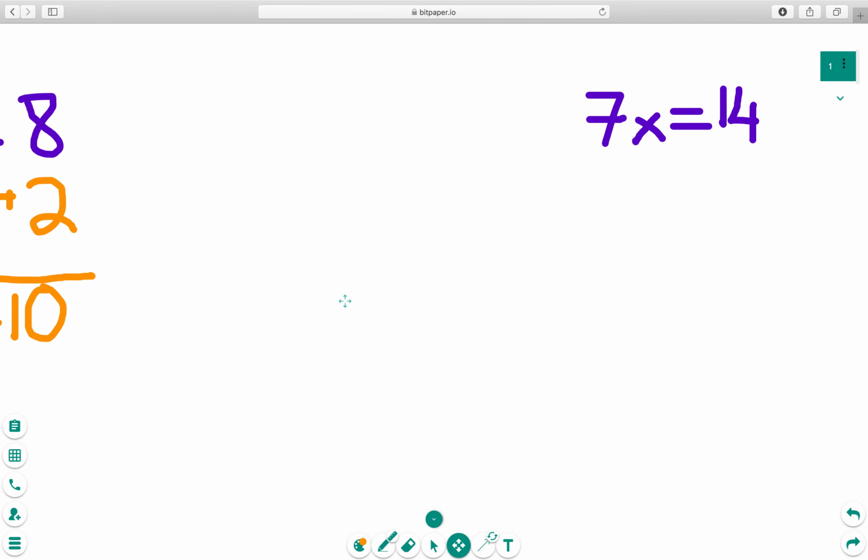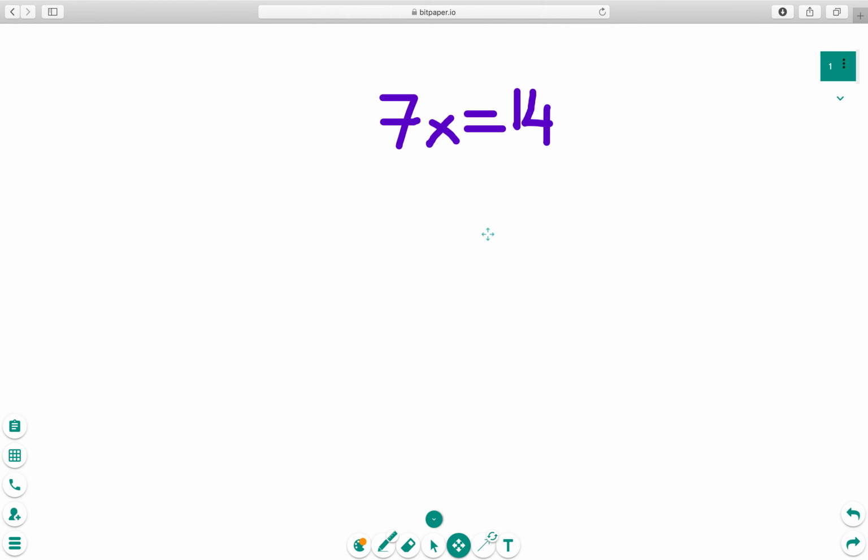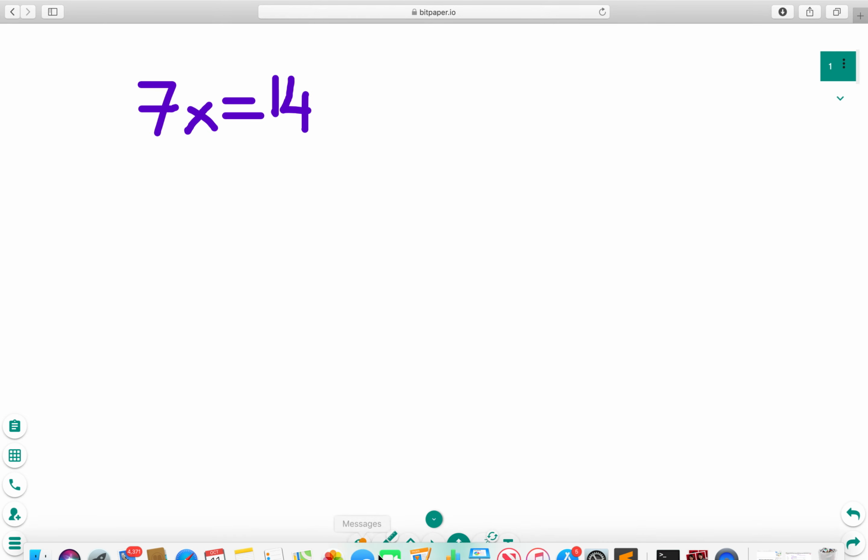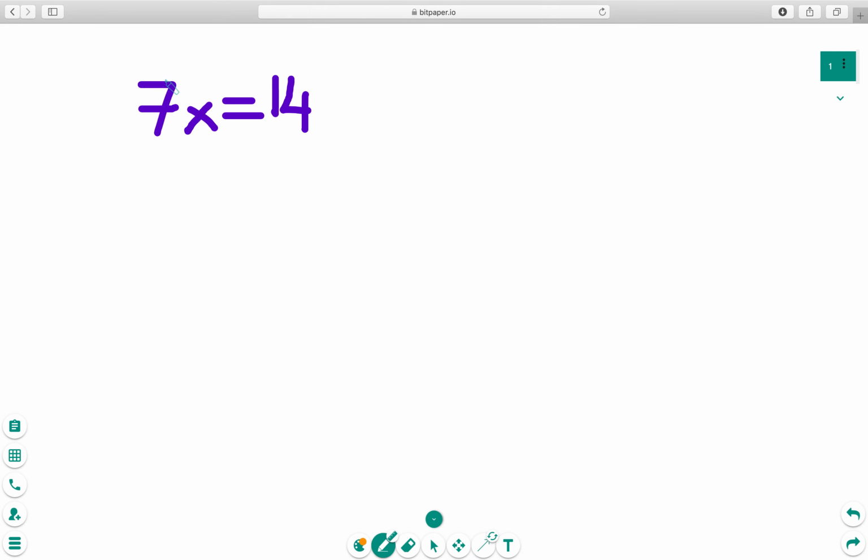Okay, now we're going to do one. So the previous ones were we would add to x or subtract something from x. So now we have this 7 that's multiplied by x. So how do we get rid of the 7 that's multiplied by x? We divide both sides by 7. So we have to divide this entire side by 7.